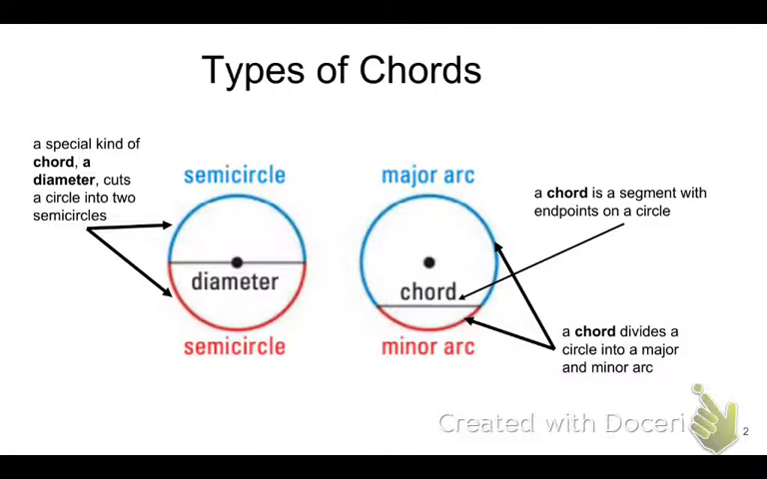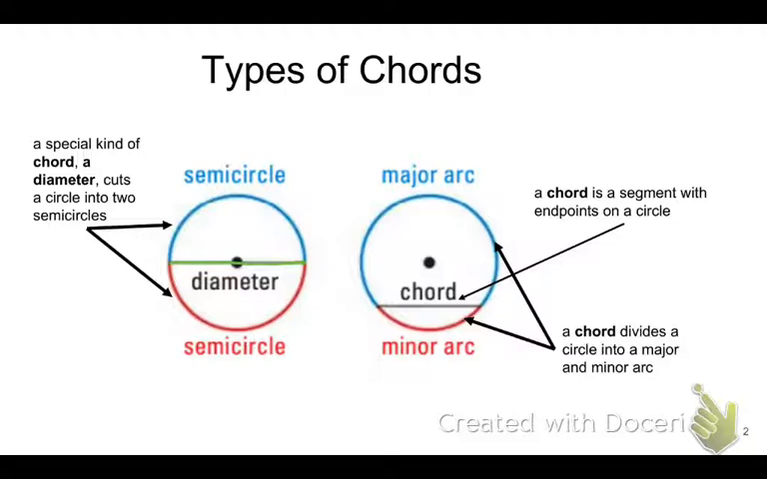So here are some chords, and they're different types. We have 2 circles here, and on the left, we have a diameter. And a diameter actually is a special kind of chord, and it cuts the circle into 2 semicircles. Just remember that a diameter is a chord because it cuts through the circle and its endpoints are on the circle.